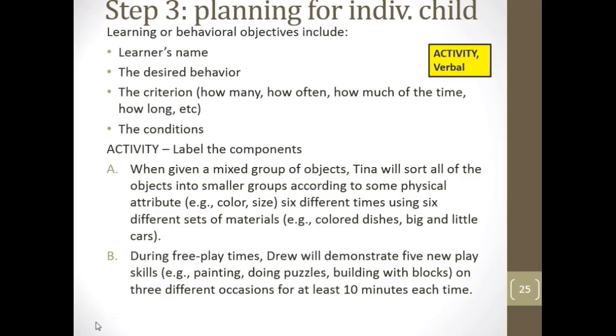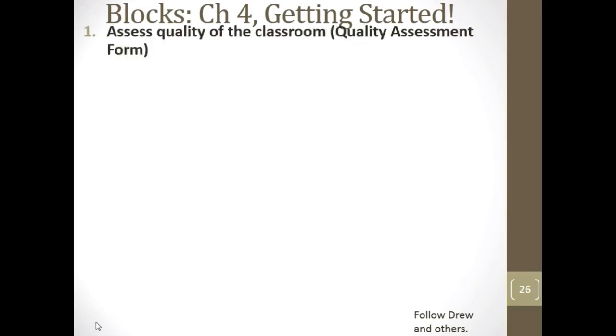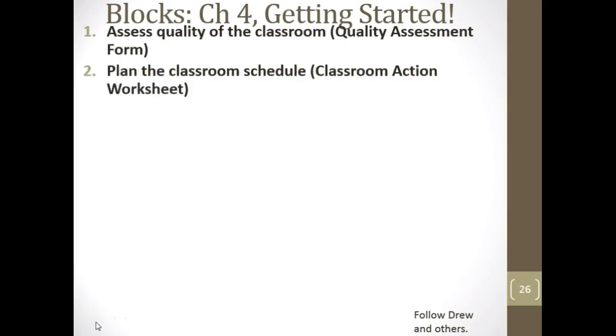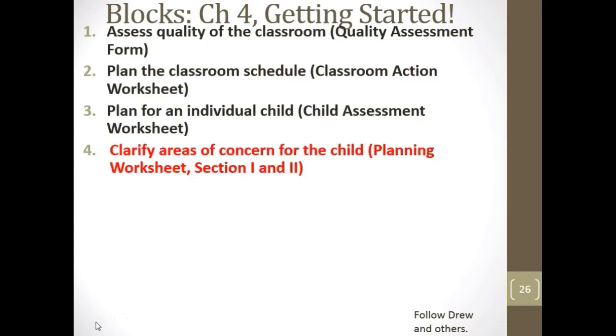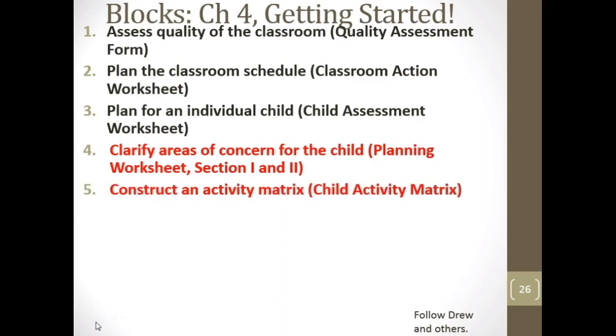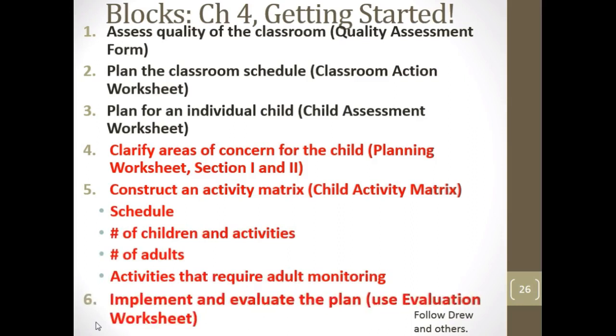All right, now let's look at the next 3 pieces. So we've talked about assessing the quality of the classroom. Remember doing that? We talked about the classroom schedule. And we talked about planning for an individual child, which is what we just did. So next we're going to talk about areas of concern for individual children. We're going to use some worksheets to determine what we're going to actually teach this child. And that would next, step 5 would be the activity matrix. And step 6, hang on, where's step 6? Here we go. Implement and evaluate the plan.